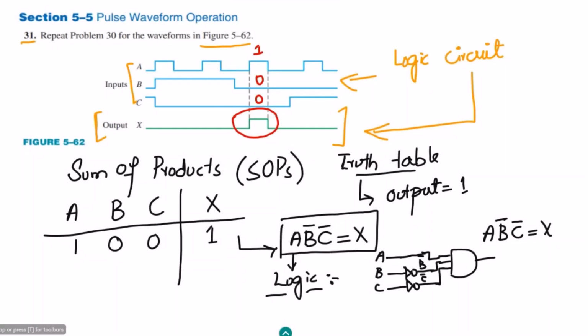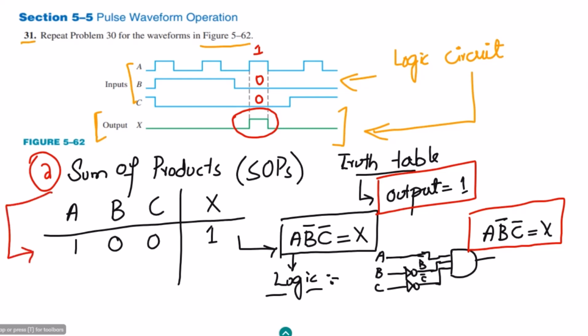Very easily we have found the output x, and by following the procedure we have found these things. So what is basically the procedure? Initially you have to see the waveforms and see at which point we have got output equal to 1. On the basis of it we find the sum of products from the truth table, which is mentioned here. On the basis of the truth table we found the logic expression, and from the logic expression we found the logic circuit which has been mentioned here.